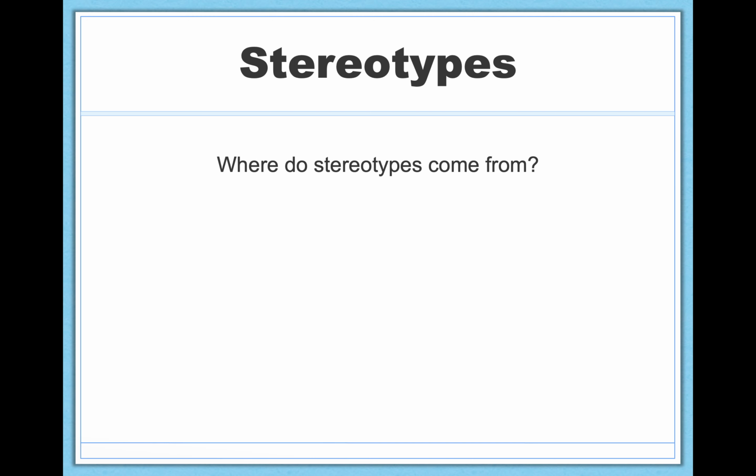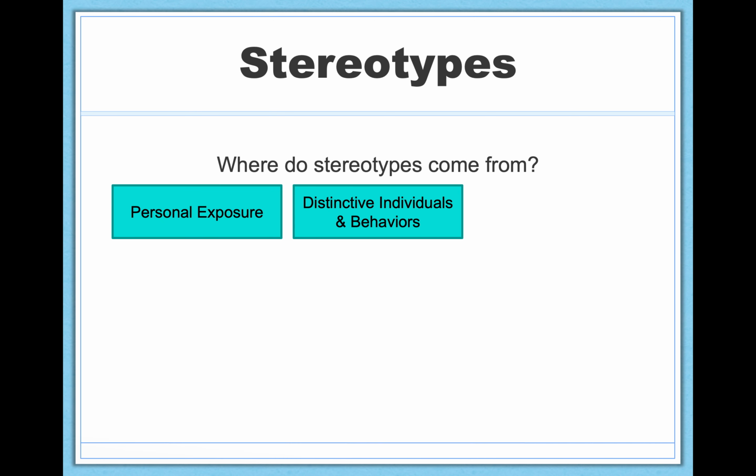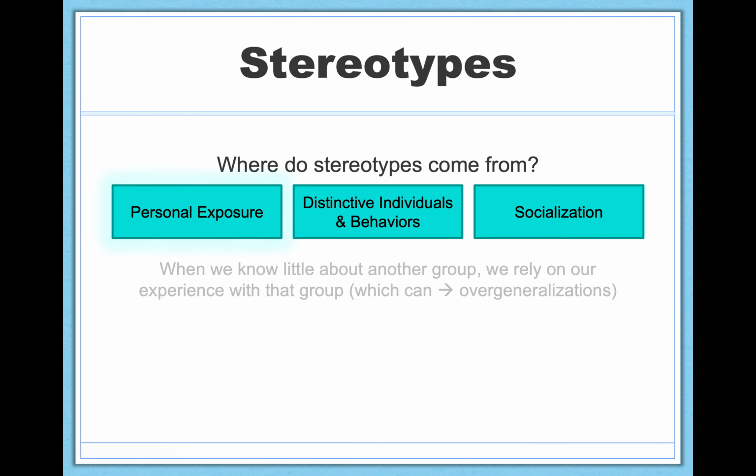Okay, so let's get to this question here. Where do stereotypes specifically come from, rather than just what guides social categorization more broadly? There's, again, all sorts of things we can talk about, like parenting and media. We'll get to that. But for now, three more general processes: personal exposure, distinctive individuals and behaviors, and finally, socialization, which I'll define. First, personal exposure.